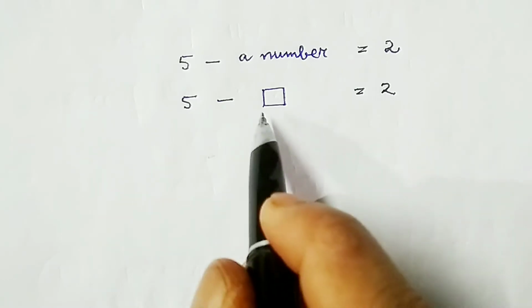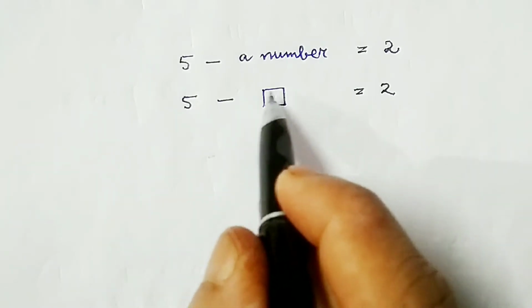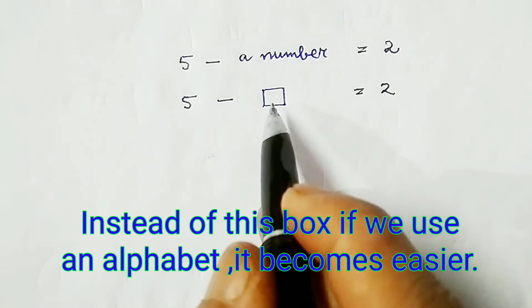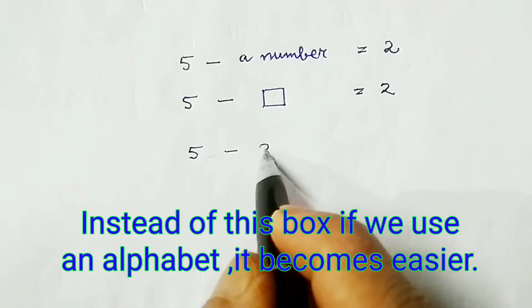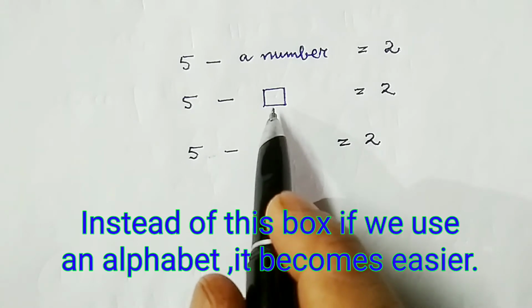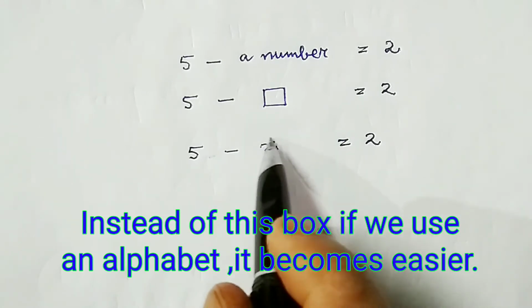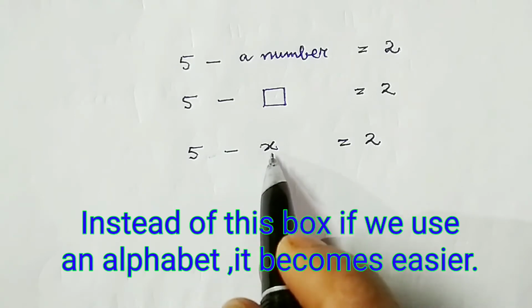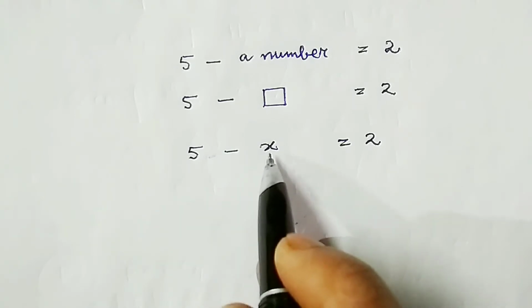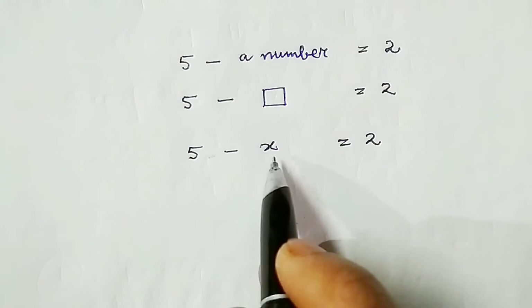Okay, so in algebra, instead of drawing this type of boxes, we write some alphabet. Say I can write 5 minus x. Just because you don't know, you can assume, you can imagine, suppose this number is x. When you use this type of alphabets in mathematics, then actually it is algebra.